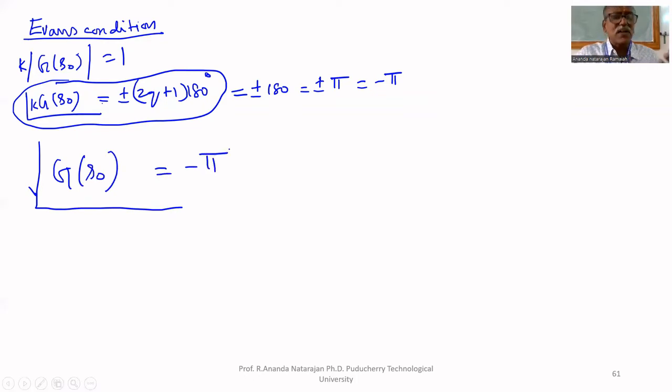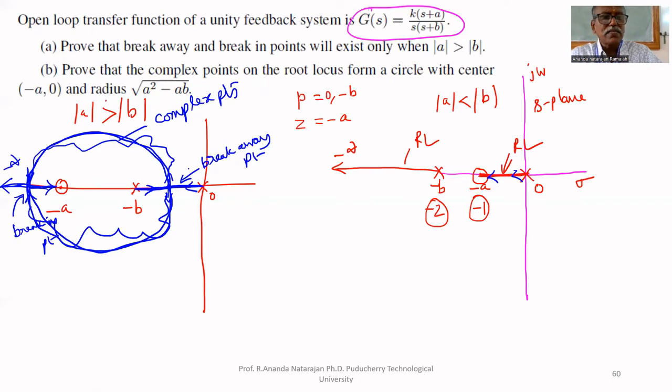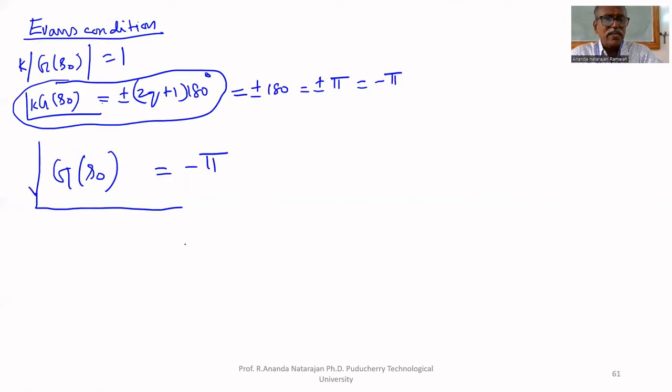What is S naught? S naught is a complex point, which means both a real part as well as an imaginary part will be there. If we select any point S naught on this, that is equal to sigma plus j omega. Am I correct or not? Therefore, the angle of G of sigma plus j omega equals minus pi.